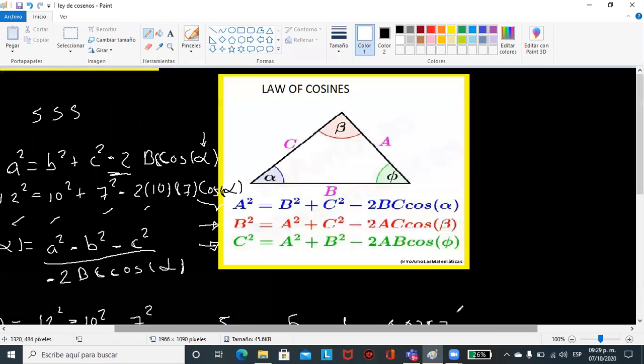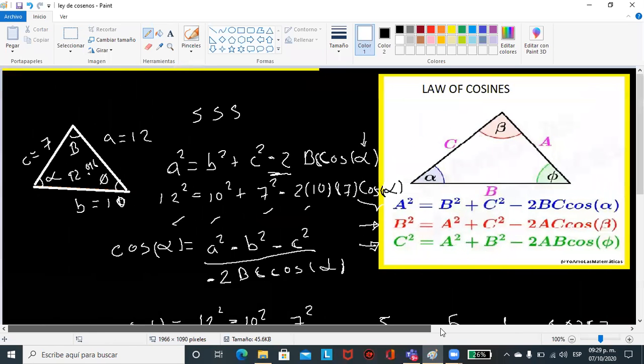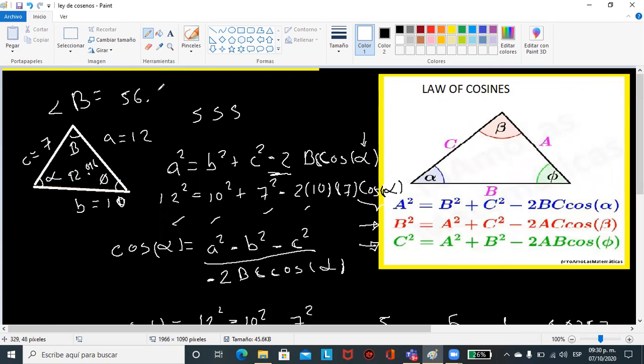Okay, so now we have the angle B. Let's put it in the data in the triangle here. We have that the angle B, let's write here angle B. Angle B is equal to 56.356 degrees.